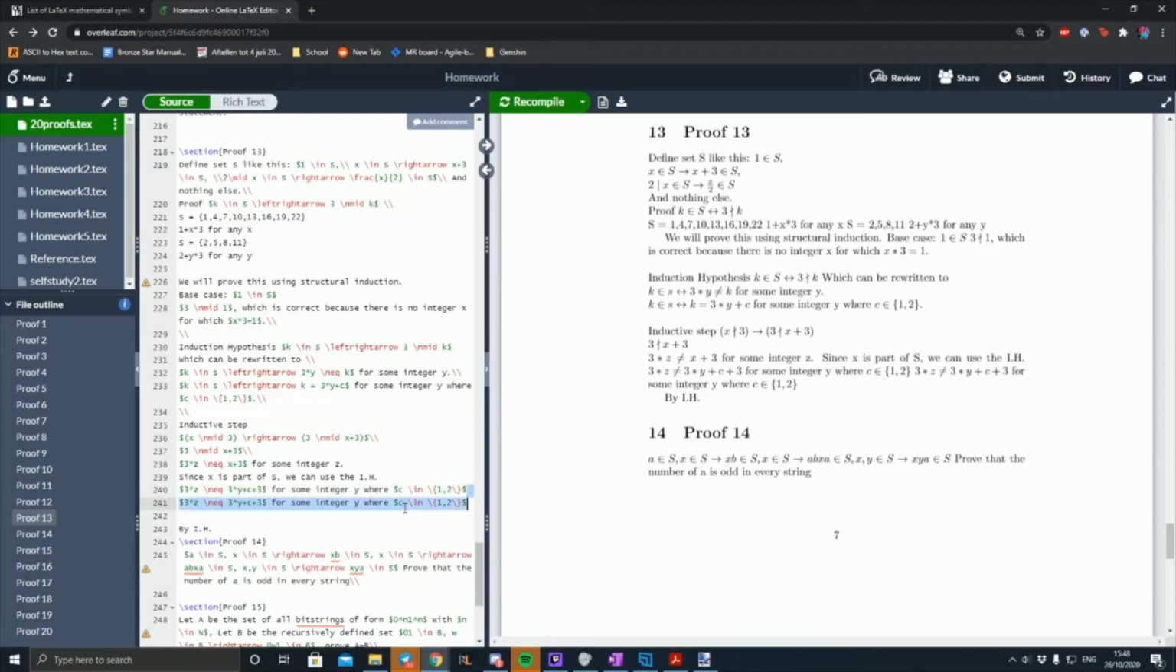Sorry for the interruption, but when I say 3 times z does not equal x plus 3, it's line 238. It's for all integer z. Yeah, I see. And oh wait, this is for some integer y for all integer z. Yep, I guess. Oh, all these inequalities. Okay.